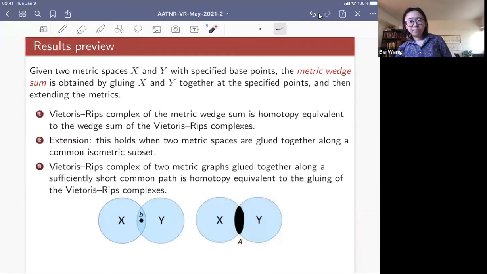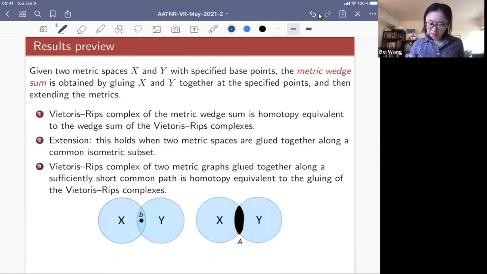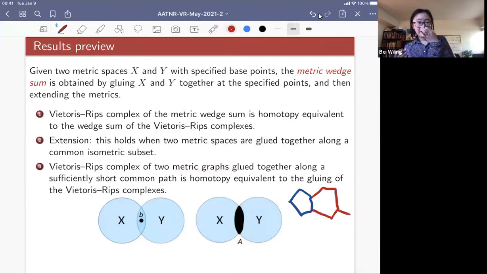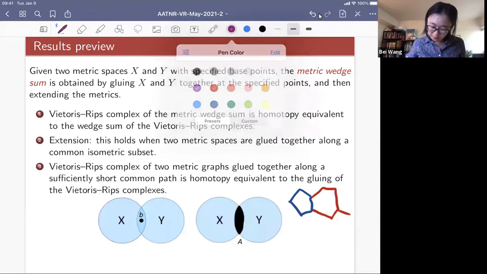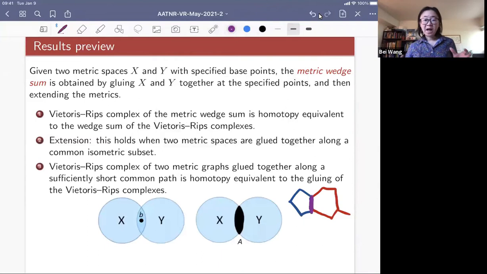Now, once we know those two, we can look at a specific type of metric graphs. So you have a metric graph, like say this, and I have another metric graph. Of course, I'm drawing very simple ones, but in this case, if I have two pieces of metric graph, then we are going to glue along a sufficiently small, short common path between them. Then we can get a similar result, meaning that the Vietoris-Rips complex of the glued space is homotopy equivalent to the gluing of the Vietoris-Rips complexes of the individual metric graphs. So that's the type of result we want to talk about.